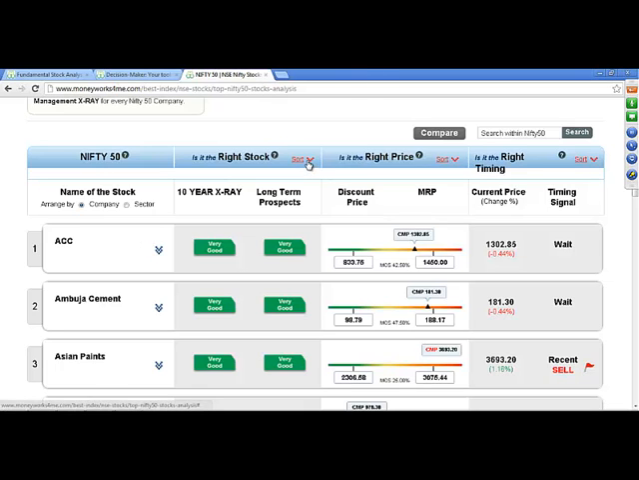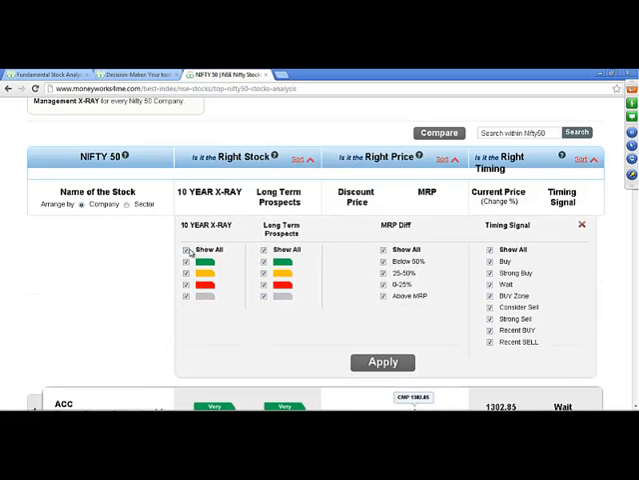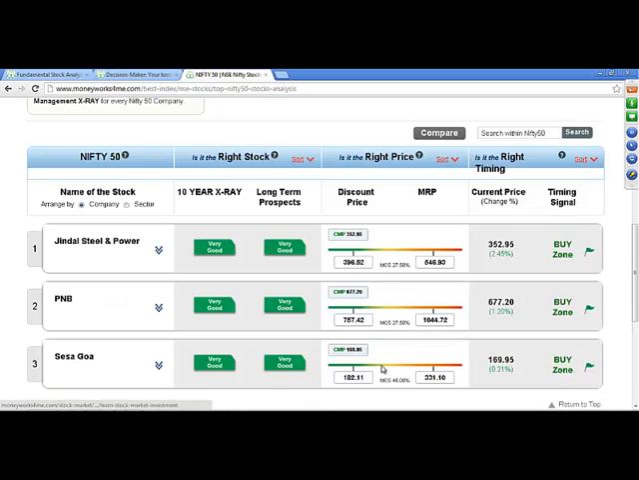How do I do that? I'll just click on this sort arrow, then I will just click both. So I want just the green companies, fundamentally strong companies. I want companies which are at a 25 to 50% discount to MRP. We did a similar thing in the Moneyworks filter, right? And I want companies which are giving me buy signals. So I'll just click all the buy signals and say apply.